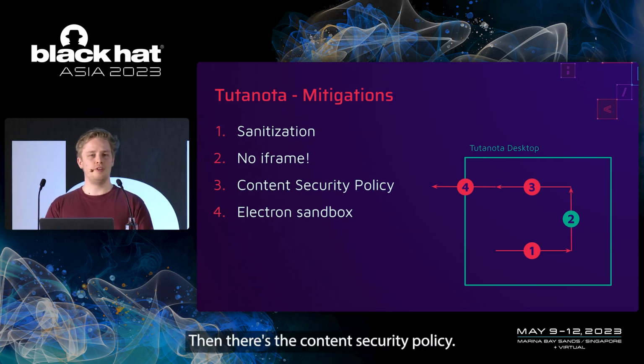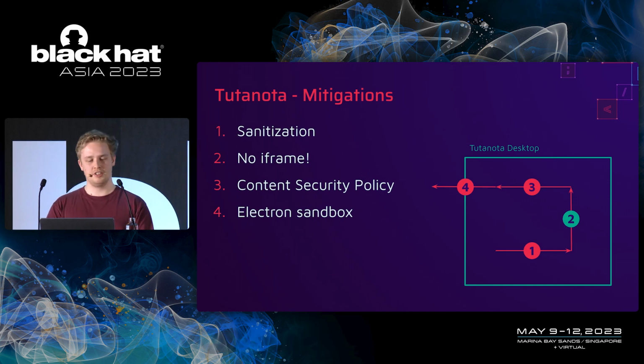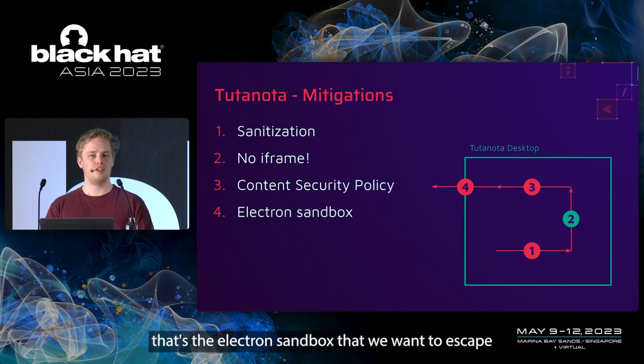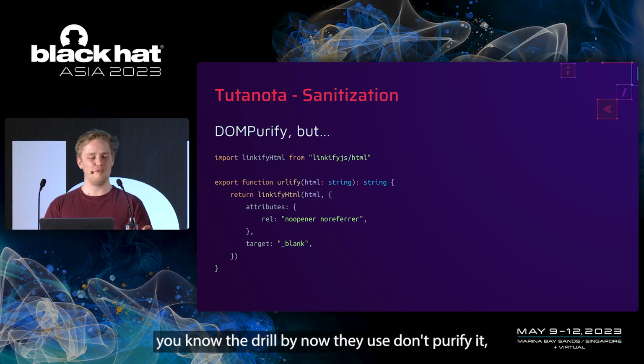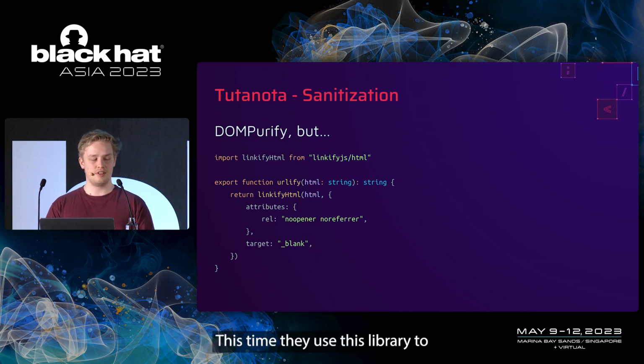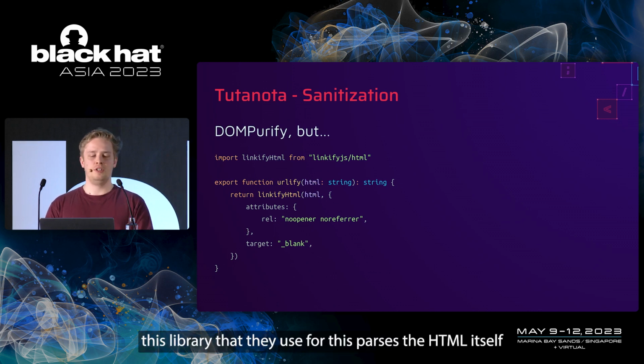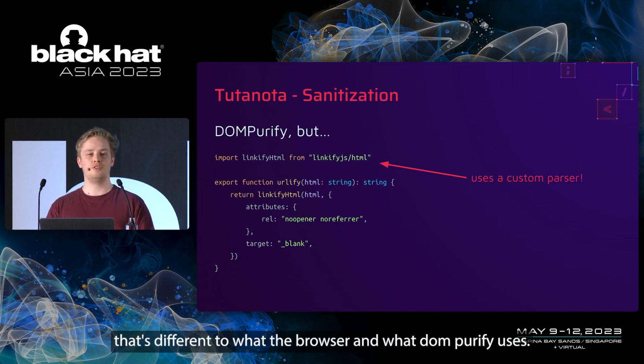Then there's the content security policy. And finally, after the web part, there's the Electron sandbox that we want to escape in order to directly execute code on the system. So for the sanitization, you know the drill by now. They use DOMPurify, but again, they modify the stuff after sanitizing it. This time they use this library to convert all text URLs to link tags that might be in the HTML somewhere. But as it turns out, this library parses the HTML itself, and they use a custom parser that's different from what the browser and DOMPurify use.